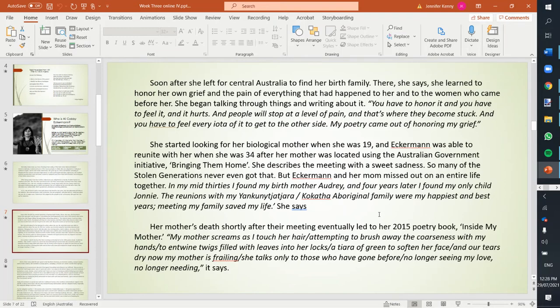My mother screams as I touch her hair, attempting to brush away the coarseness with my hands, to entwine twigs filled with leaves into her locks, a tiara of green to soften her face, and our tears dry now, my mother is frailing. She talks only to those who have gone before, no longer seeing my love, no longer needing, it says.